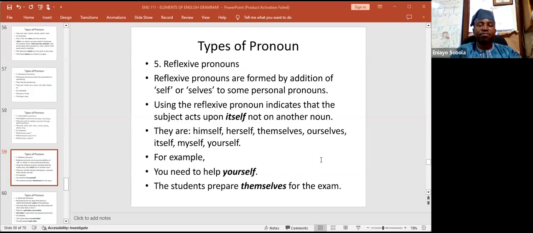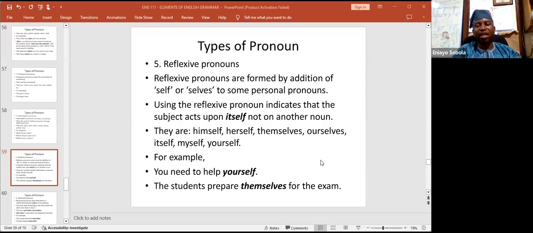Number five, reflexive pronouns. Reflexive pronouns are formed by the addition of self or selves to some personal pronouns. Once you want to form a reflexive pronoun, add self or selves to some personal pronouns. Using the reflexive pronoun indicates that the subject acts upon itself. It reflects upon itself. It does not act on another noun.